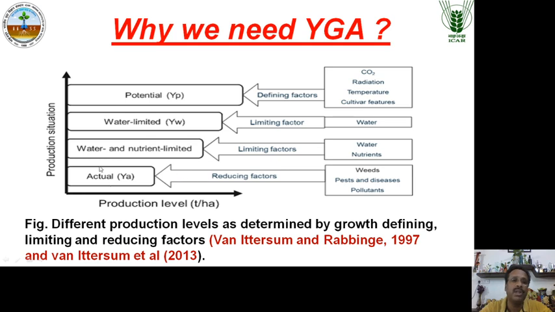This is the gap we analyze in yield gap analysis. This figure tells you that different production levels are determined by growth-defining, limiting and reducing factors. We should know what the constraints in crop production are, so that we can address those constraints and improve the crop yield from this level to this level, at least to some extent, say 75% of the potential yield, which would be very great.